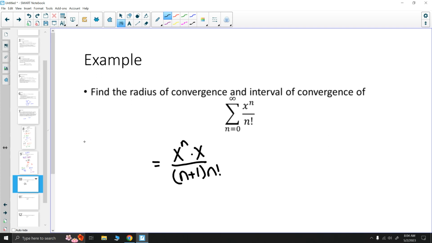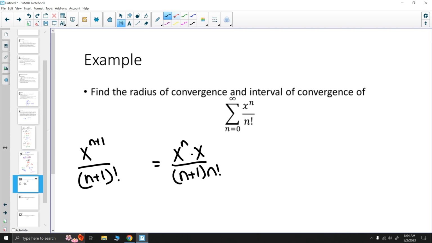To be lazy, I'm still writing this out, so don't ask me why I'm trying to be lazy when I still end up having to write this out anyway. But I just want to point out that basically this is our a sub n plus 1. It's x to the n plus 1 over n plus 1 factorial, but both of these can be simplified a little bit to make canceling out easier. So this can be written as x to the n times x, and n plus 1 factorial can be written as n plus 1 times n factorial.